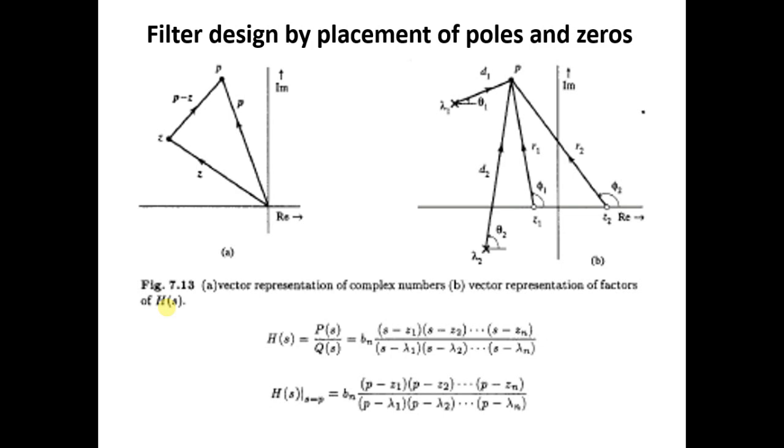Good afternoon. Today we will start with the next topic, filter design by placement of poles and zeros. In our last lectures, we have already discussed what poles and zeros are. If you look at the transfer function over here, H(s) equals P(s) by Q(s), where P(s) is a polynomial and Q(s) is a polynomial. Then this P(s) by Q(s) can be broken down into functions where the roots of the numerator are regarded as the zeros, and the roots of the denominator are regarded as the poles.